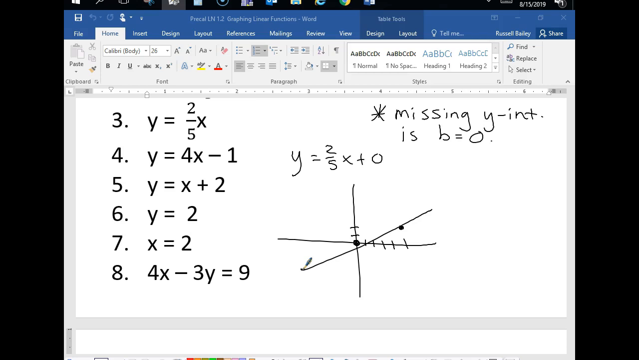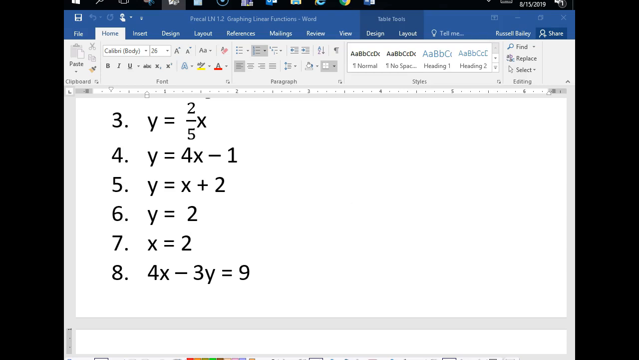All right. Let's go ahead and take a look at number 4. So in this case, what am I missing here on number 4? We're missing a number again. We're missing the run. Now I know you guys already know what it is, but I'm going to pretend you don't. So 4 over what is still 4? So it's 1. So in this case, you can think of that as 4 over 1, right? So y equals 4x minus 1. That's the same thing as saying 4 over 1, x minus 1.